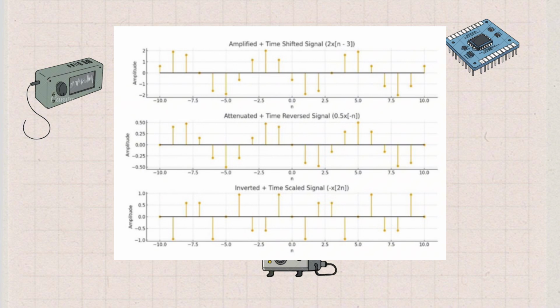So in summary, this code combines the core operations we have learned so far. Amplitude transformations, which amplify, attenuate, and invert, and time transformations like shifting, reversing, and scaling.